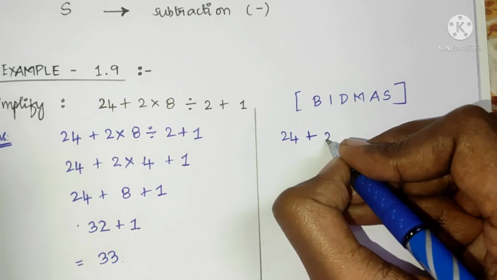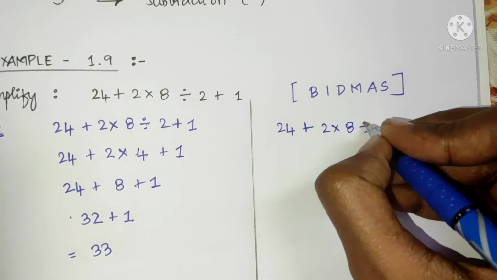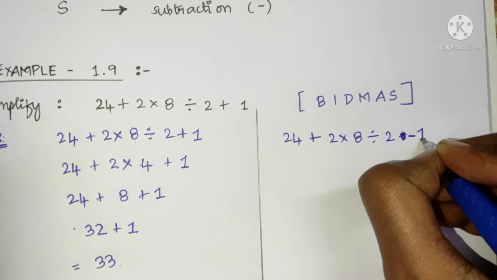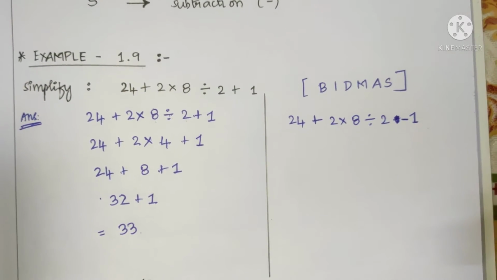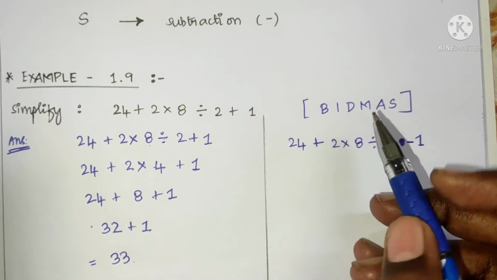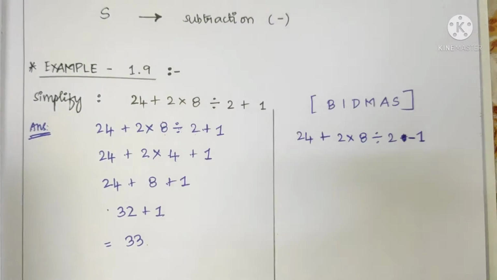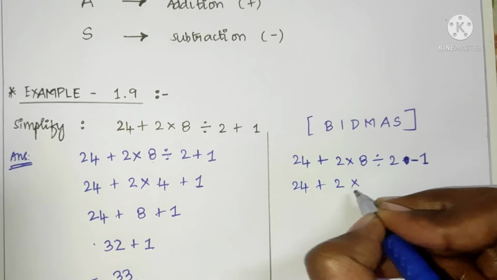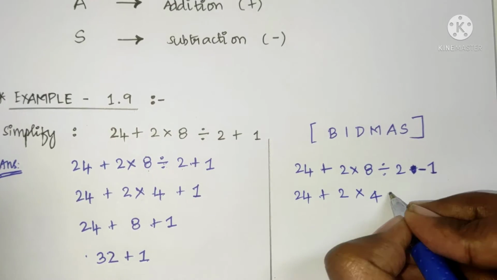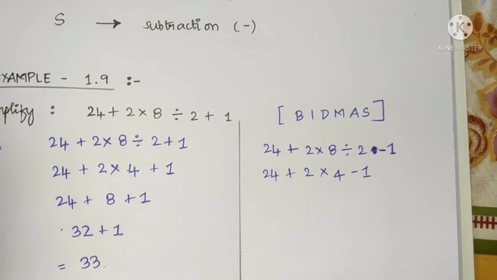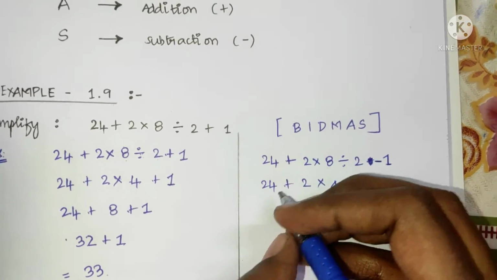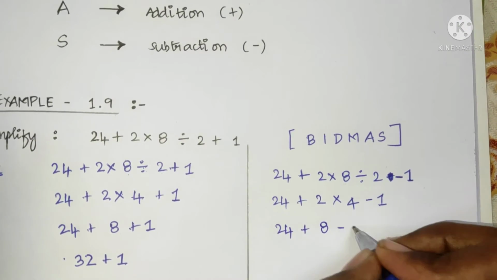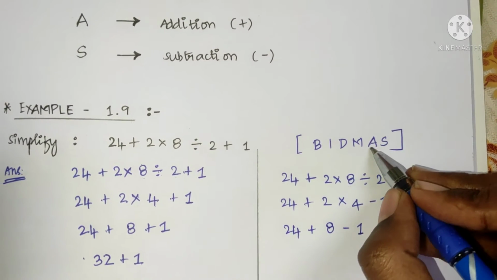Now the question is given with a slight difference, that is 24 + 2 × 8 ÷ 2 − 1. So again we are going to solve the sum. First we perform the division operation. 8 ÷ 2 is 4, so 24 + 2 × 4 − 1. Again we solve the multiplication operation. 2 × 4 is 8, so 24 + 8 − 1.